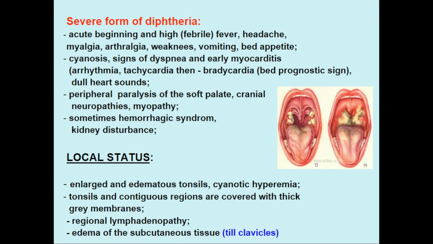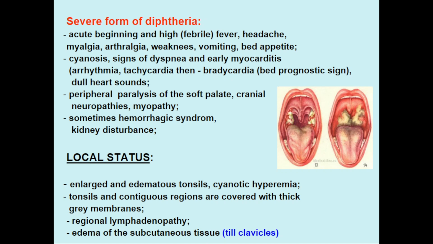Then severe form of diphtheria. Acute beginning and high febrile fever, headache, myalgia, arthralgia, weakness, vomiting, bad appetite. Cyanosis, signs of dyspnea and early myocarditis, arrhythmia, tachycardia and bradycardia, a bad sign, dull heart sounds. Peripheral paralysis of the soft palate, cranial neuropathy, myopathy, sometimes hemorrhagic syndrome, kidney disturbance.